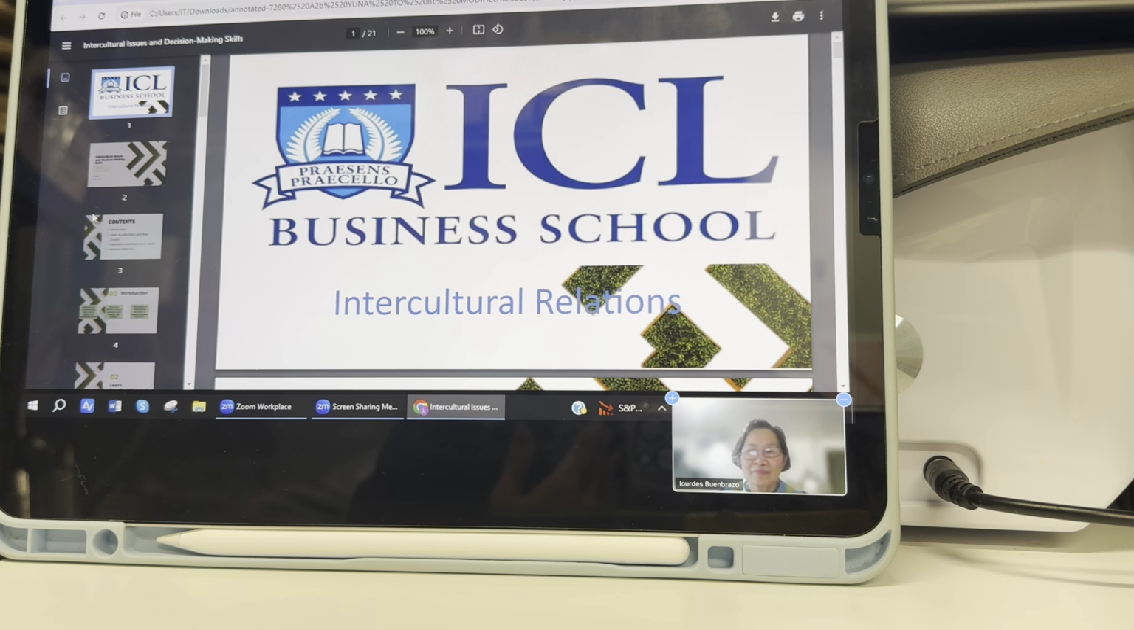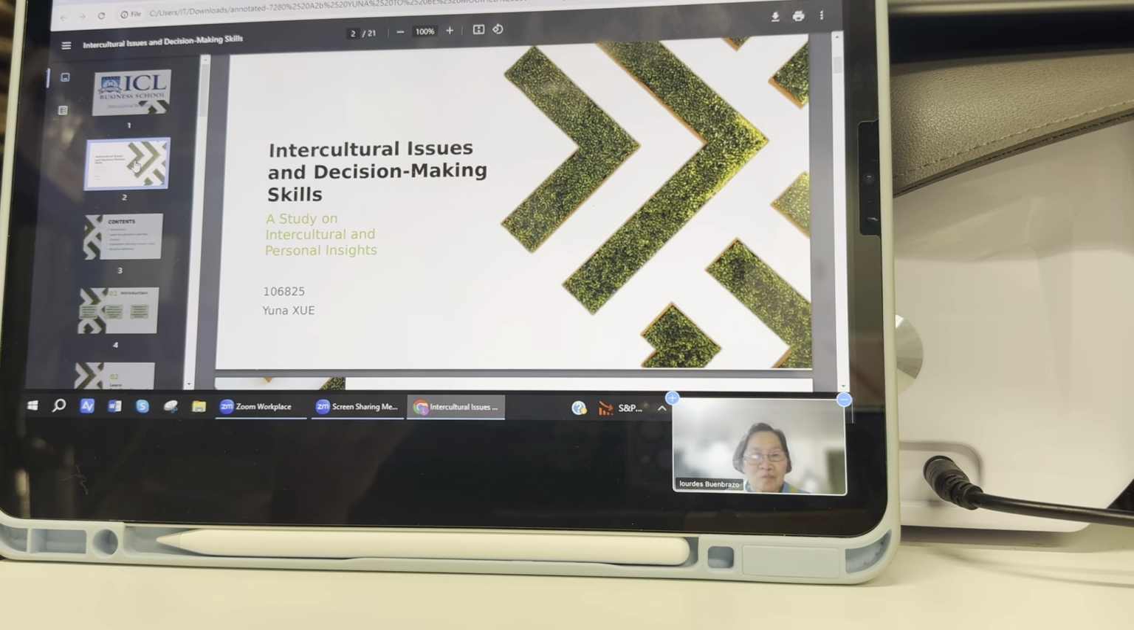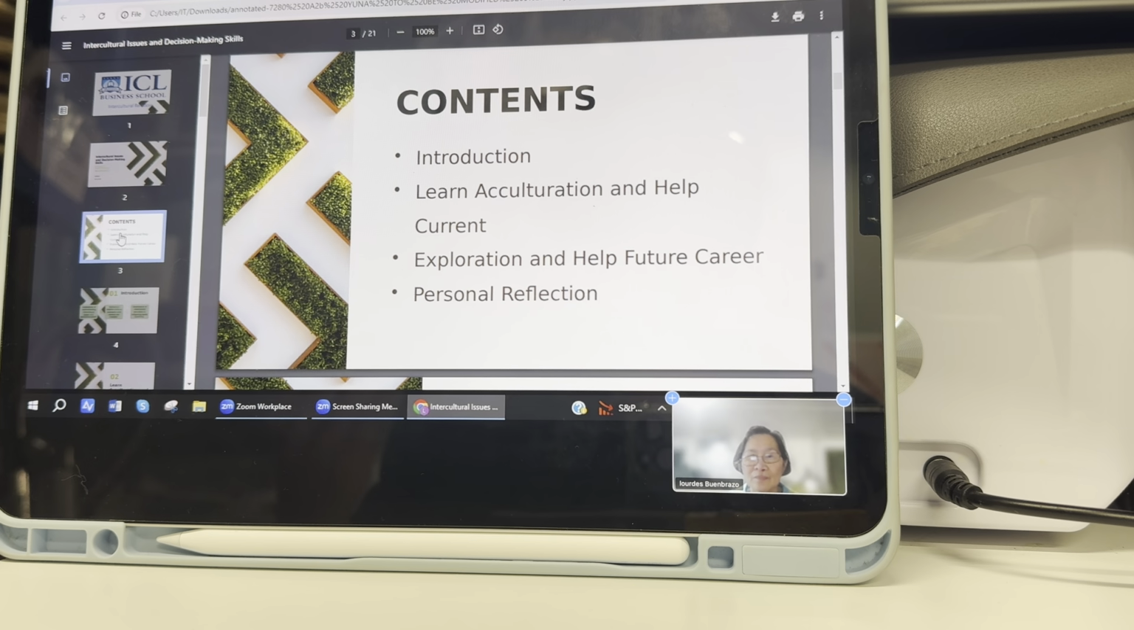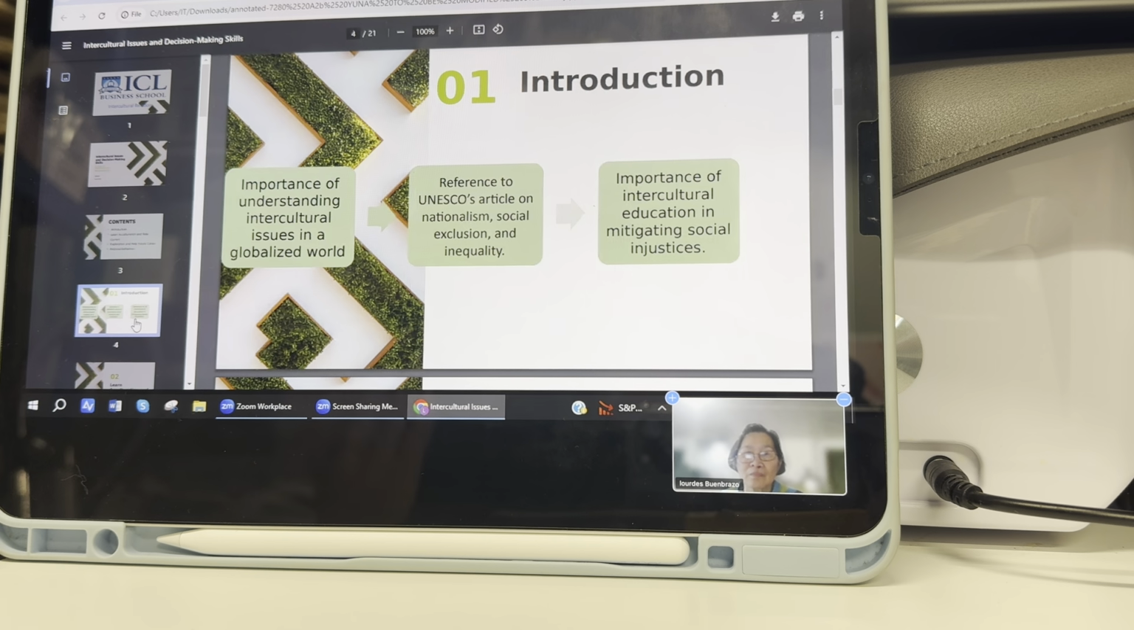Today I'll talk about intercultural issues, and in this presentation, I divided it into four parts. The first part will introduce the background of intercultural issues through literature. The second part, we'll talk about the impact of intercultural issues on my decision-making skills. The third part, I'll explore the intercultural views and how they can help me in the future. Finally, I'll talk about my reflection from learning about intercultural issues. Now let's talk about the first.